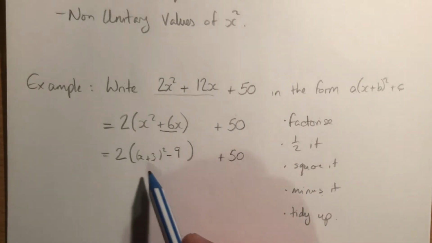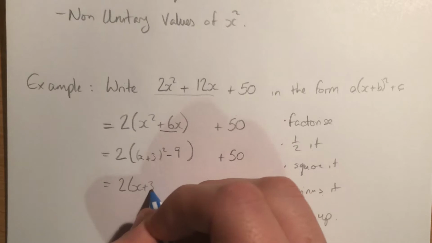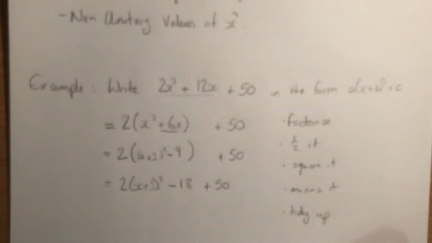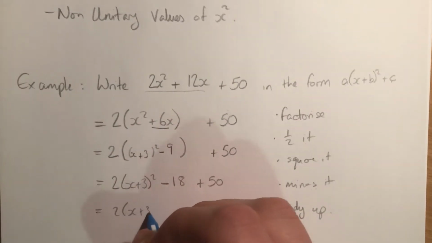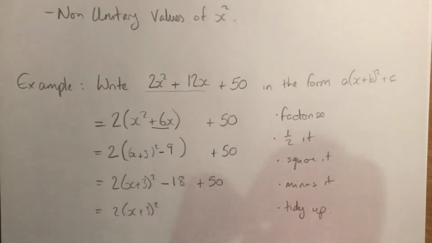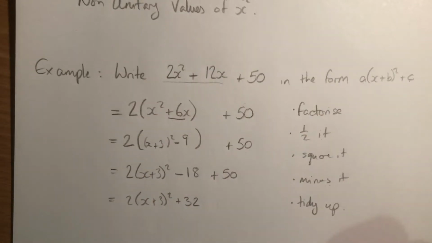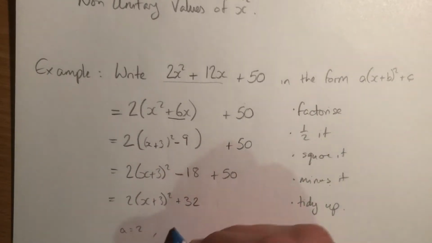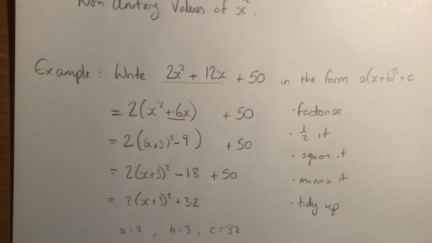So to do that, I'm going to expand these brackets out a bit. So I'm going to have 2 bracket x plus 3 all squared minus 18 plus 50. So that's 2 bracket x plus 3 all squared. 50 minus 18 is positive 32. So you might be asked, what are the values of A, B and C as well? A equals 2, B equals 3, and C equals 32. Okay?